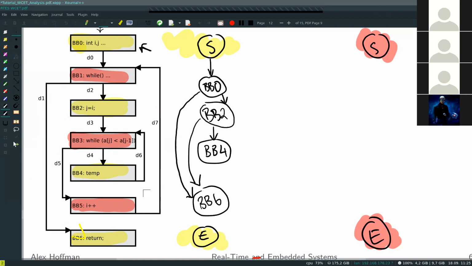So can you then tell me where we could possibly go from BB4? Yep. Where else? BB2. Yep. Now my graph, my cache graph, is missing two loops. And these are the most important ones. What ones am I missing?